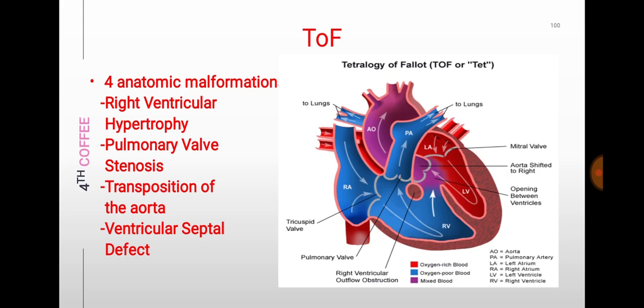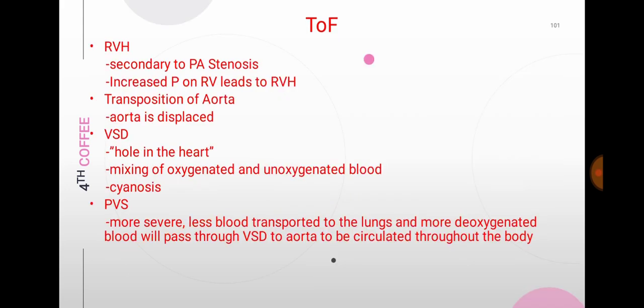Okay. So your RVH is secondary to your stenotic pulmonary artery. Of course, if it's closed, the blood will pool to the right atrium and the right ventricle, making it hypertrophied. And then your transposition of aorta, you have a displaced aorta. Your VSD allows for the mixing of your oxygenated and deoxygenated blood. And your pulmonary vessel stenosis would determine the degree of your cyanosis. So if there's severe stenosis in your pulmonary vessel, the patient would most likely be very, very cyanotic.